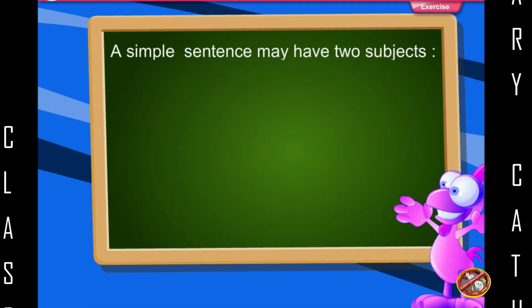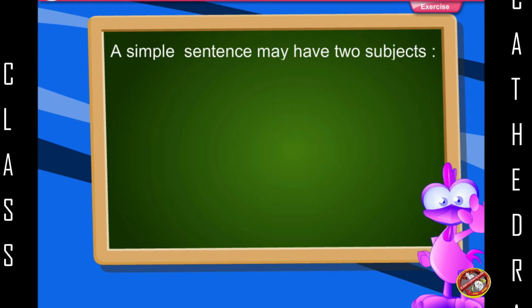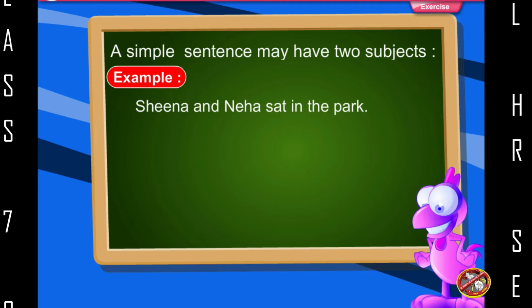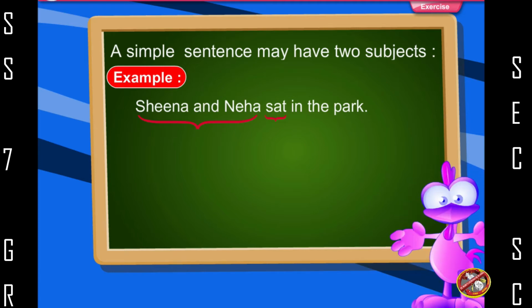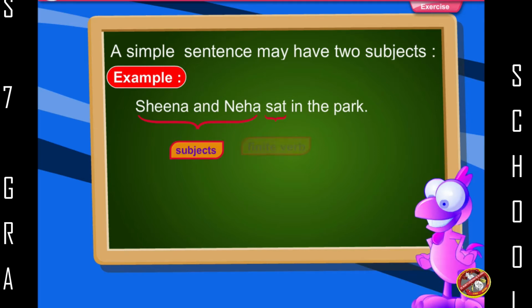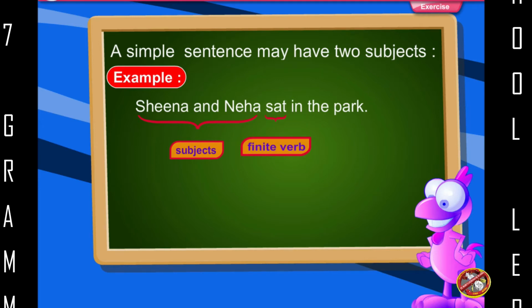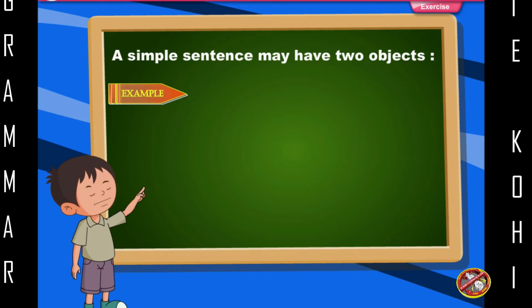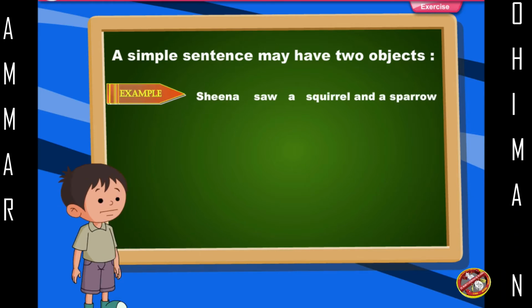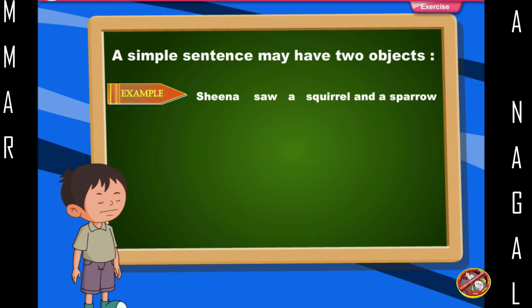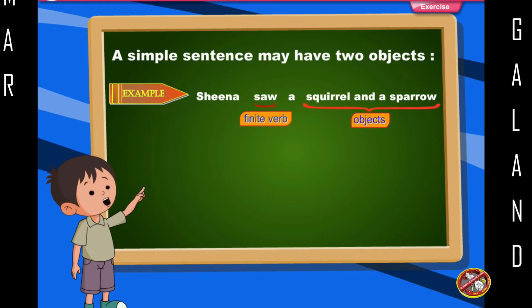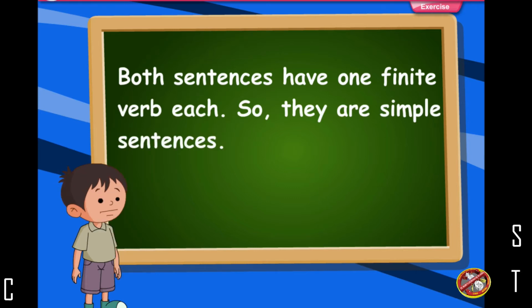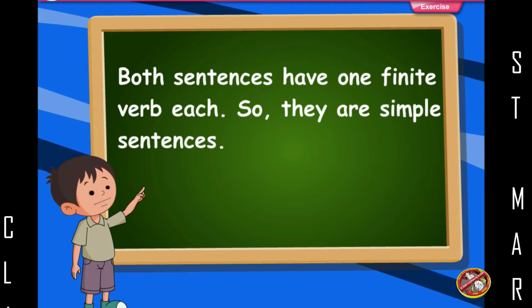A simple sentence may have 2 subjects. Example: Sheena and Neha sat in the park. Subjects, finite verb. A simple sentence may have 2 objects. Example: Sheena saw a squirrel and a sparrow. Finite verb. Objects. Both sentences have one finite verb each, so they are simple sentences.